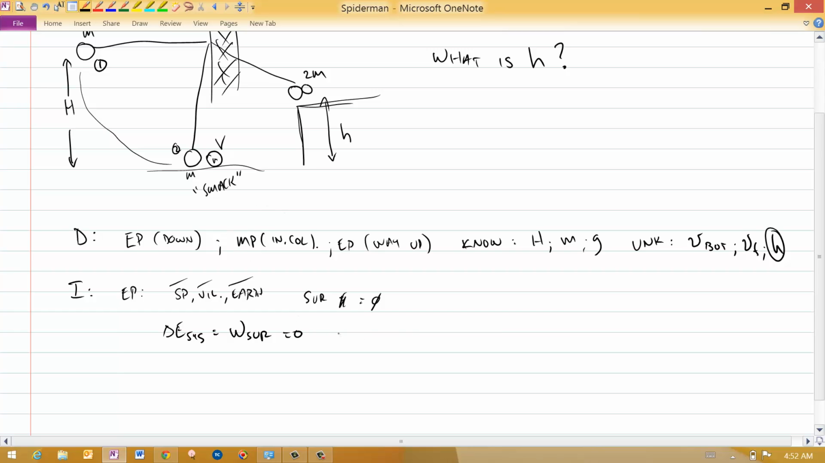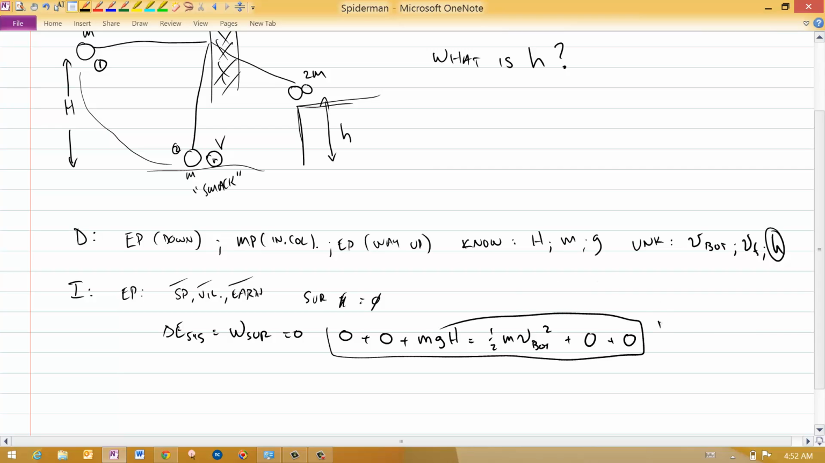So my initial energy, Spider-Man's kinetic energy, is 0, the villain's kinetic energy is 0, and the gravitational potential energy is Spider-Man's mass, g capital H. At the bottom, I have 1/2 m v bottom squared. That's Spider-Man's kinetic energy, plus the villain's kinetic energy, plus the gravitational potential energy. So that is equation number 1.